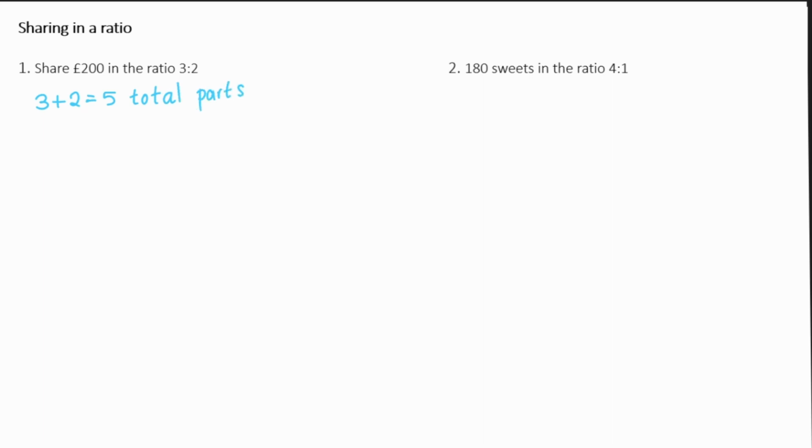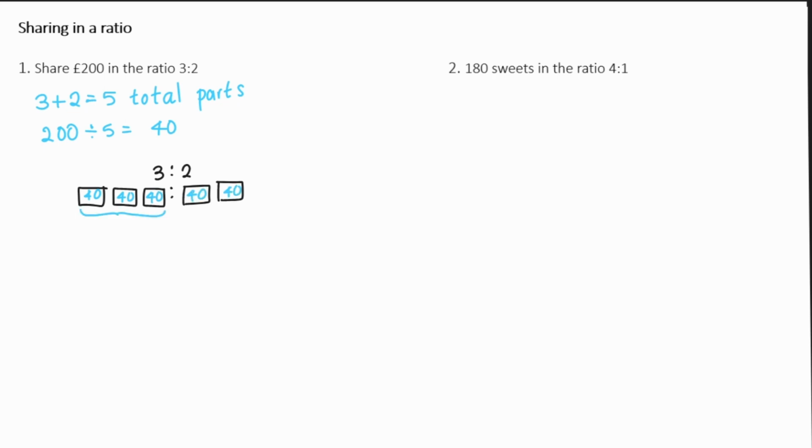In this question, we are sharing £200 in this ratio. So we have to divide 200 by 5, which gives us 40. This means that each part represents £40. Because we are dividing it in the ratio 3 to 2, this means that the first ratio gets 3 parts and the second ratio gets 2 parts, each representing 40.